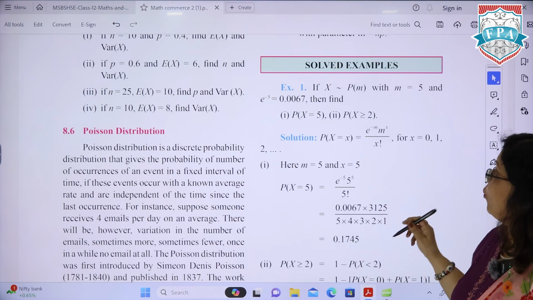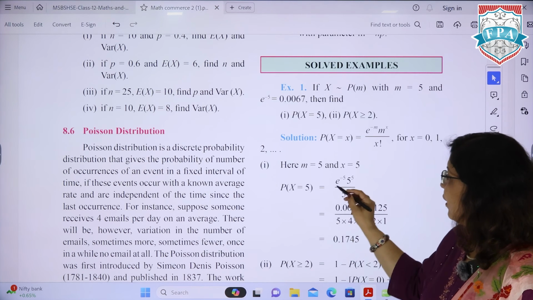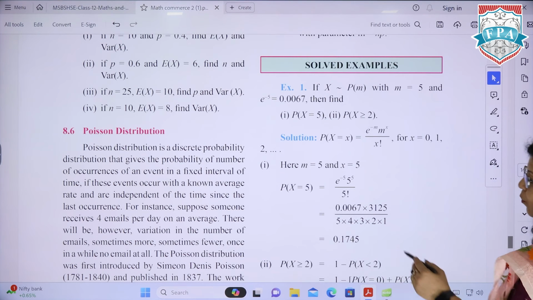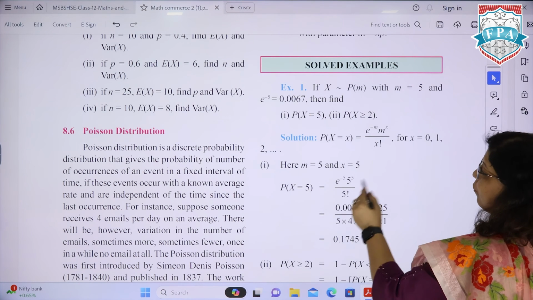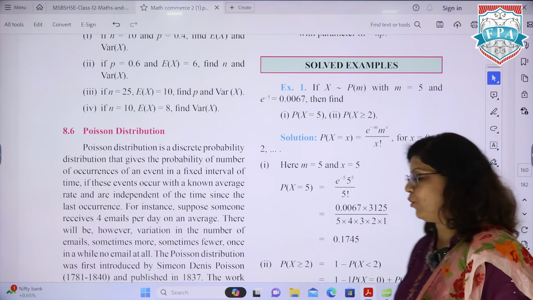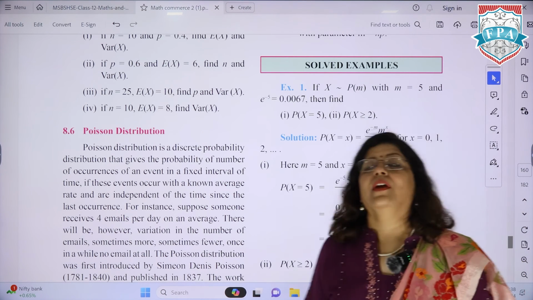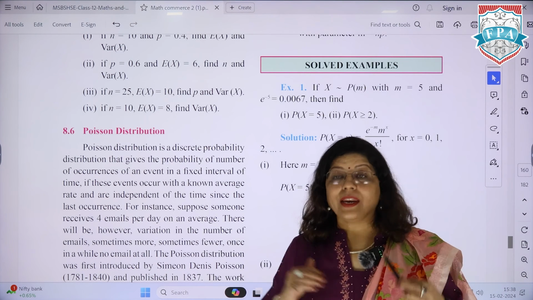So for P(x) equal to 5 we directly put the value, m is 5, x is 5, e to the power minus 5, 5 to the power 5, factorial 5, and the value will come as 0.0067 as given over here. 5 to the power 5 is 3125 and below factorial 5 which is 120, and the final answer will be 0.1745.